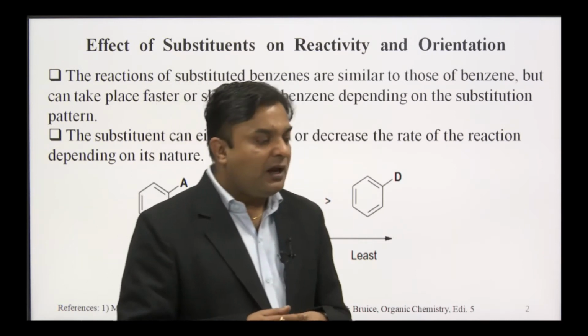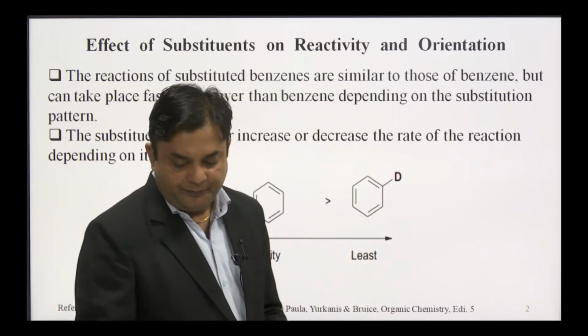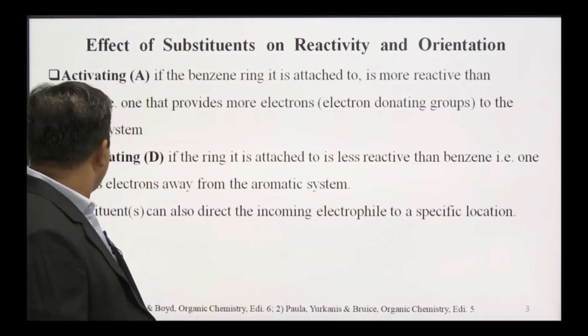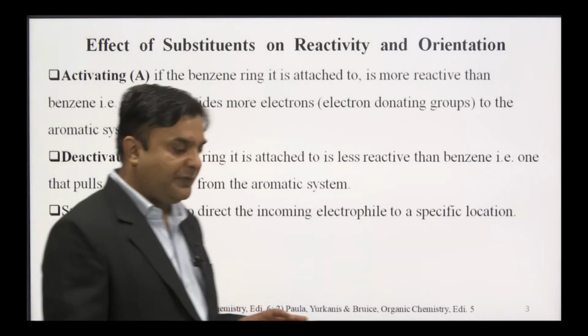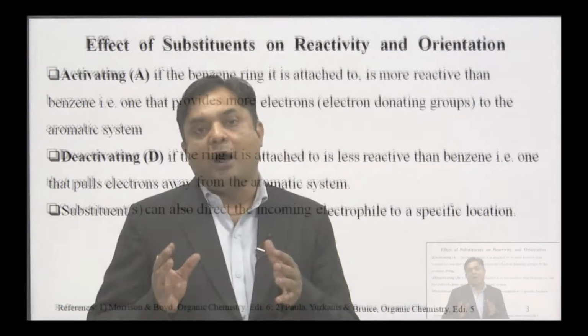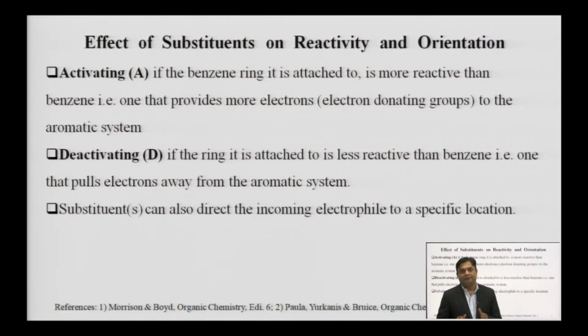Halogens are exceptions. They are ortho para directing, but deactivating groups. It must be taken care of. Now, first of all we will go for the effect of substituents on the reactivity of the benzene ring.